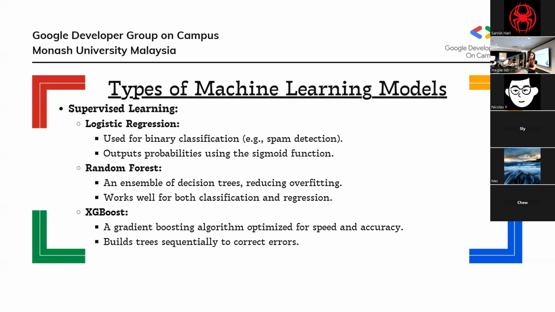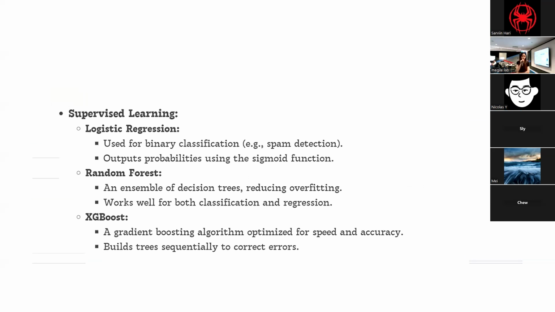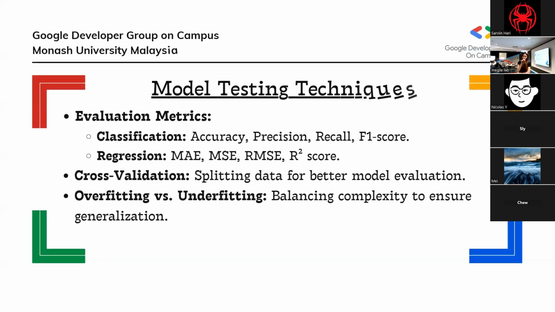And then what we did in Google Colab using Python was model training. This was the model that we used, which is supervised learning, because we have a target variable as well as the variables that we want to train on. And lastly is model testing, using techniques such as accuracy, precision, and recall to test how well our model performs.